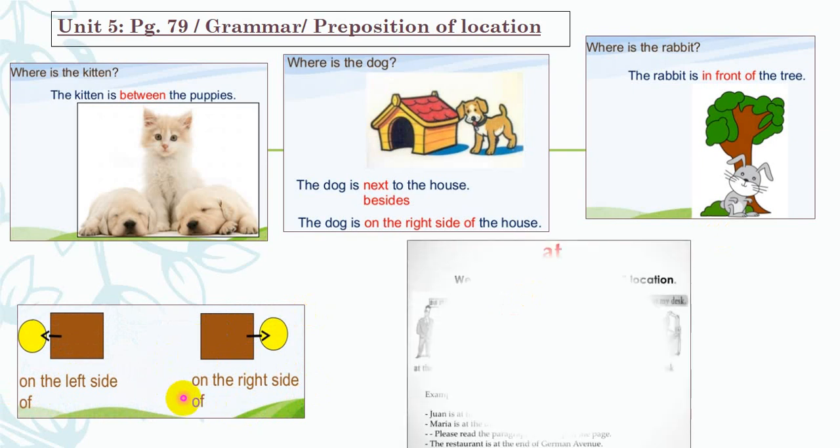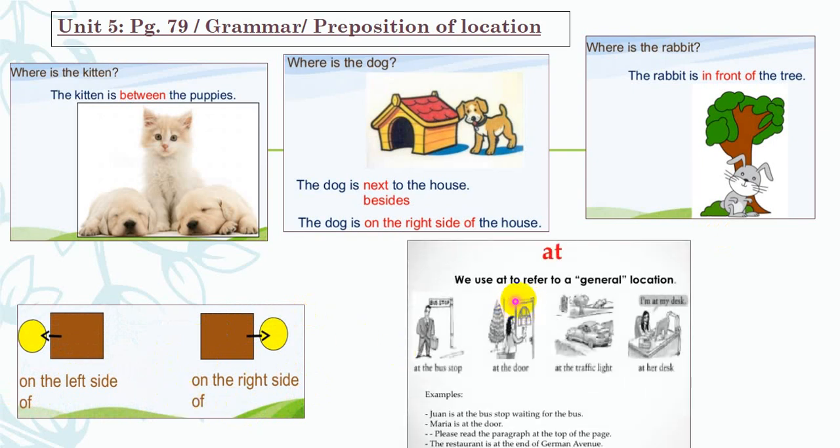Okay, and at, we use at to refer to a general location, like where is the noun, where is the person, where is the thing. Okay, like at the bus stop, at the door. Where is the particular location, the particular point of the noun. Okay, Juan is at the bus stop waiting for the bus. Maria is at the door. Specific point. Where is she specifically? At the door. Please read the paragraph at the top of the page.